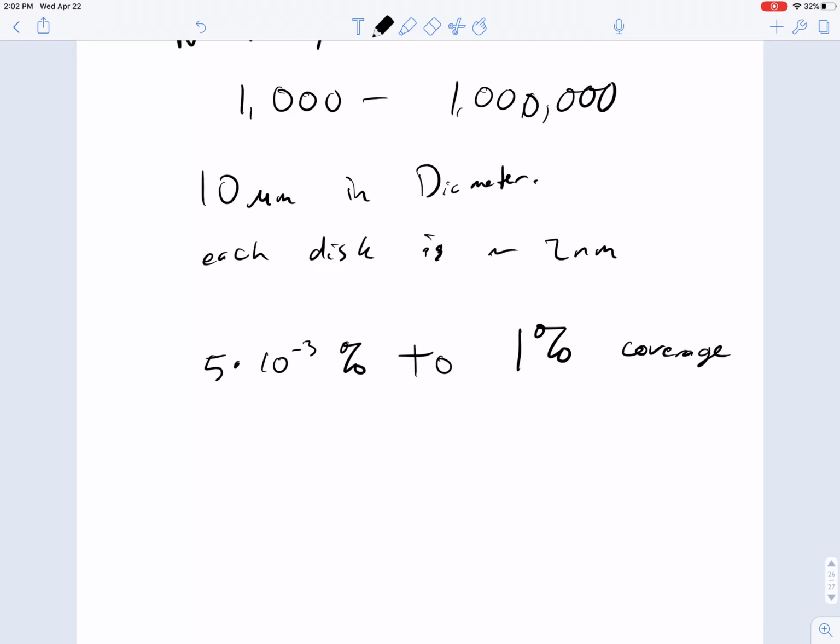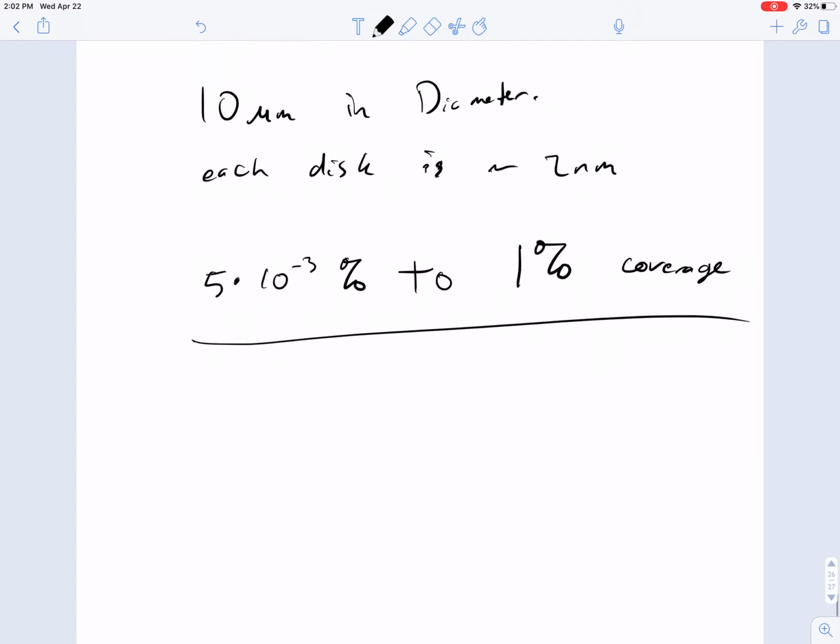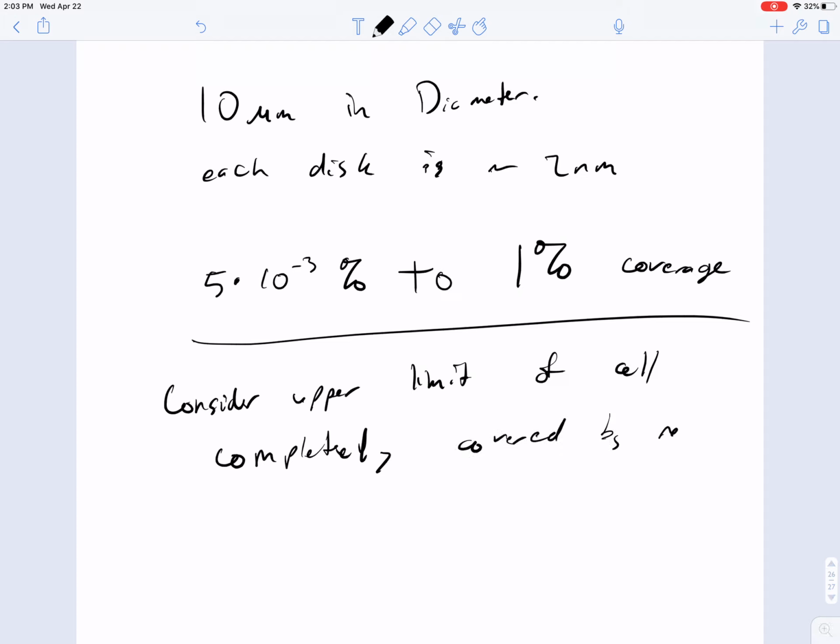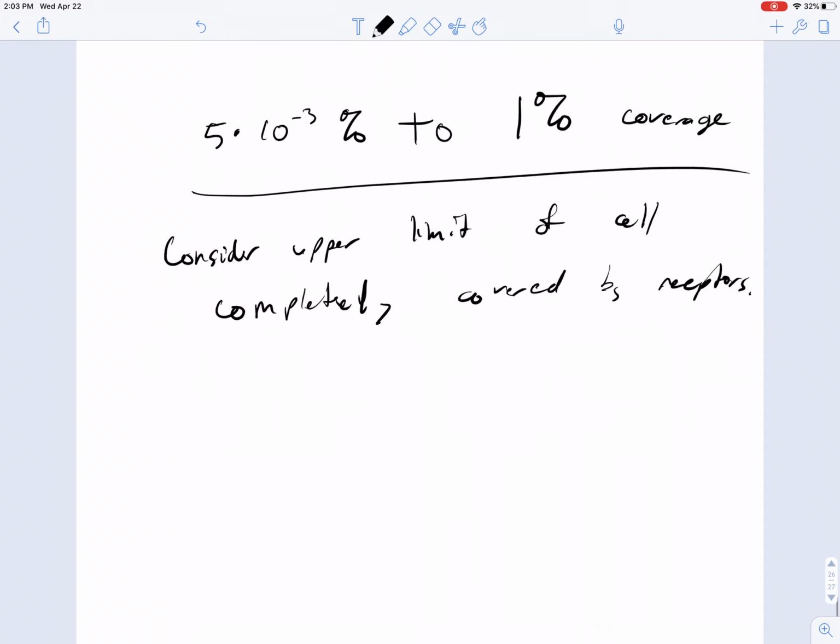So how does this impact binding? How does this impact our understanding of the biology? And how would we do this? Well, like we did with efficiency, where we looked at the Carnot engine, these things that are the upper limits, we're going to consider upper limits here of a cell completely covered by receptors.